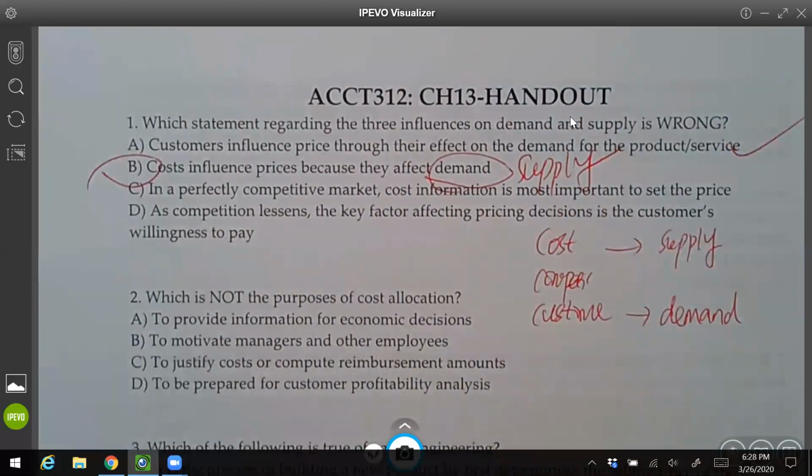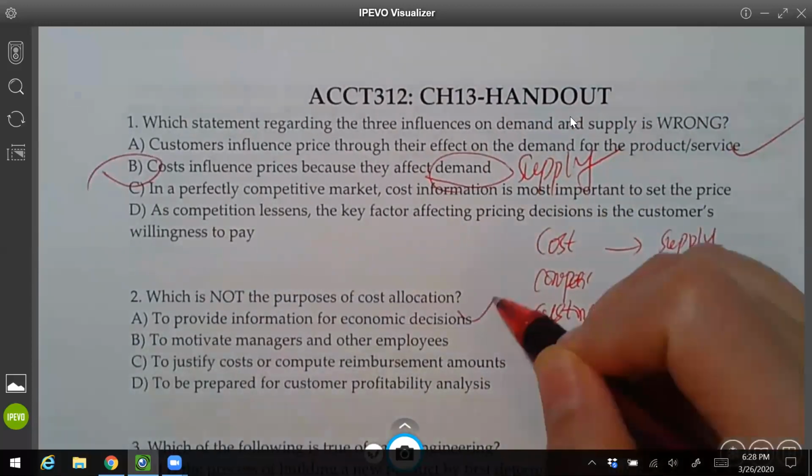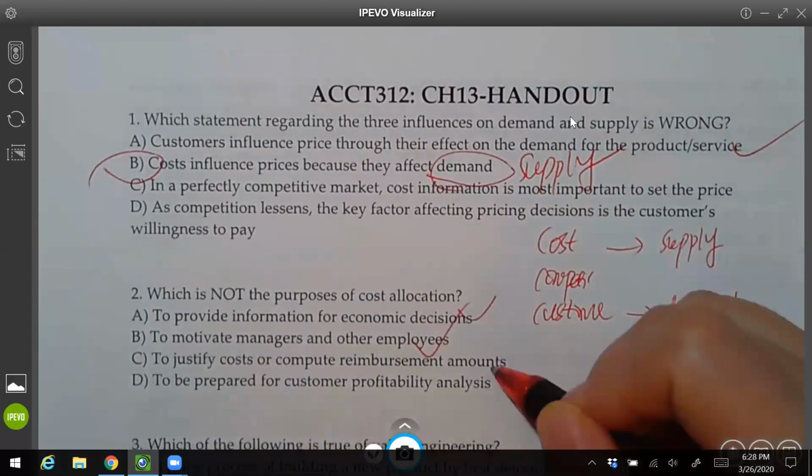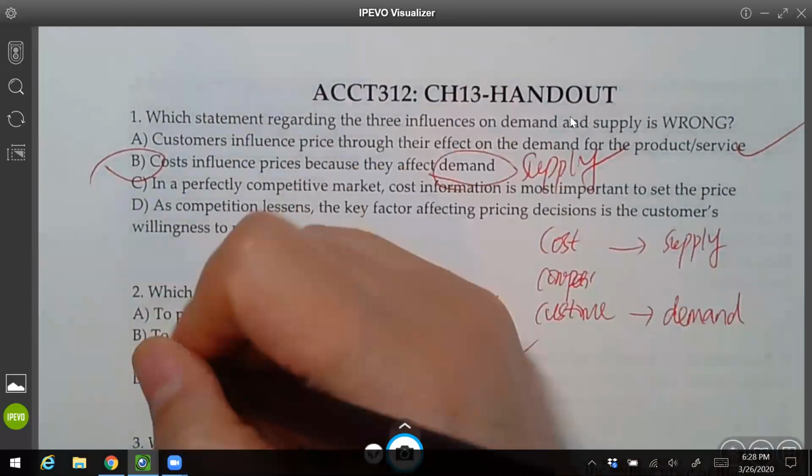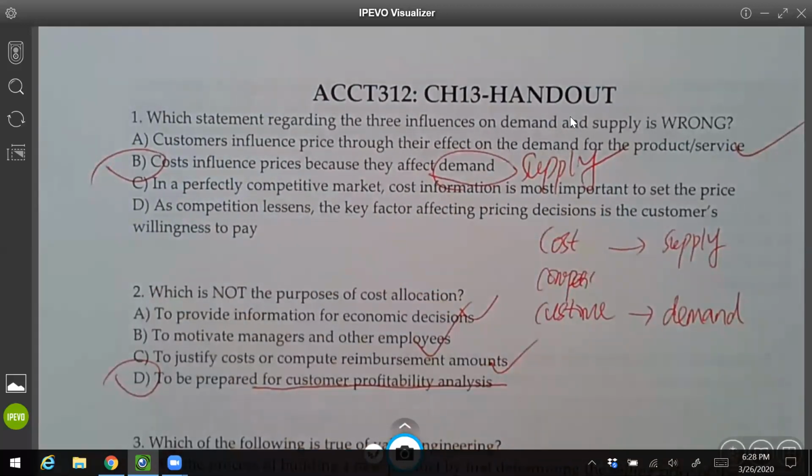Next one, which is not the purpose of cost allocation? Provide information, yeah. Motivate manager, yeah. Justify, yes. Prepare for customer, no. It's not for customer profitability analysis, it's for the income statement or balance sheet.